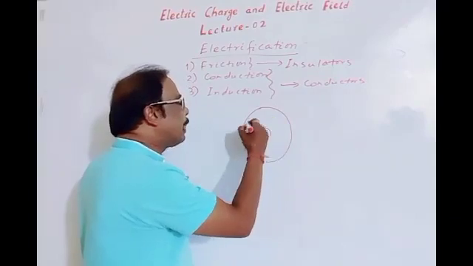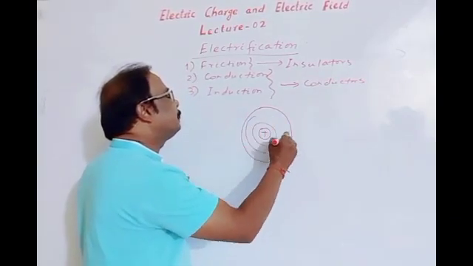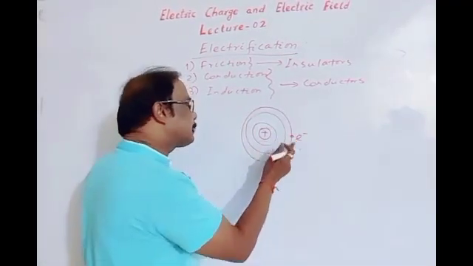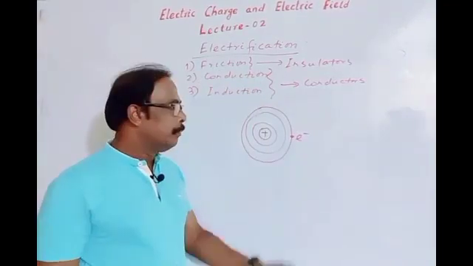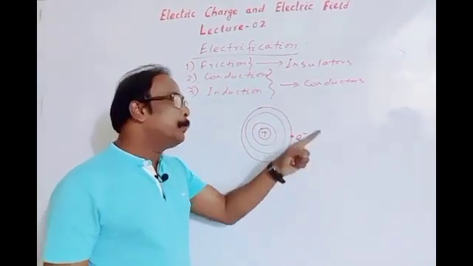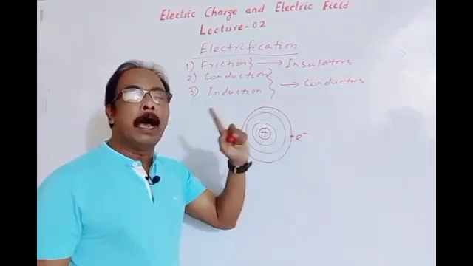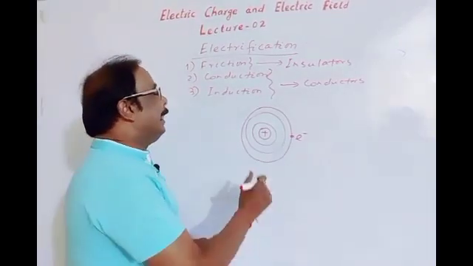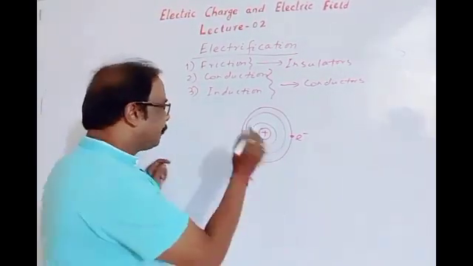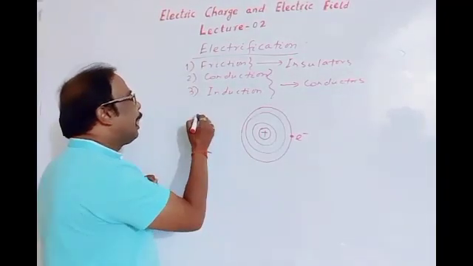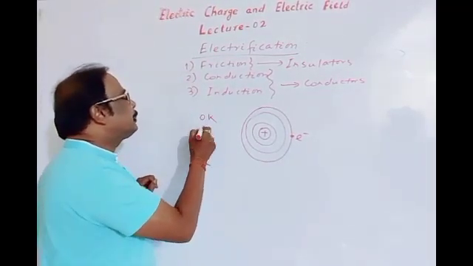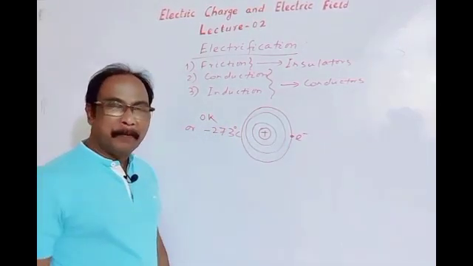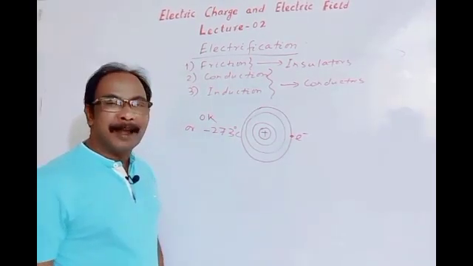Around the nucleus, electrons revolve in different orbits. The electron which revolves around the nucleus in the outermost orbit may be called a valence electron. At an ordinary state, suppose I am discussing in brief, at 0 Kelvin, when temperature is 0 Kelvin or minus 273 degrees centigrade. Of course, to attain 0 Kelvin is not possible.